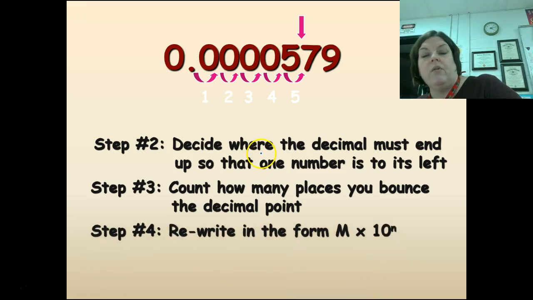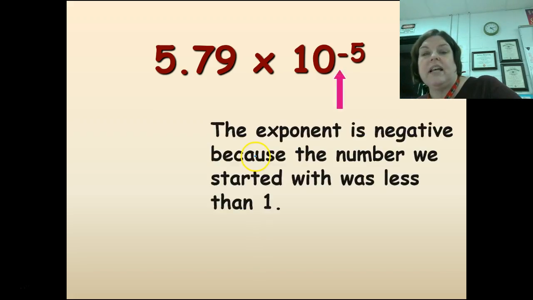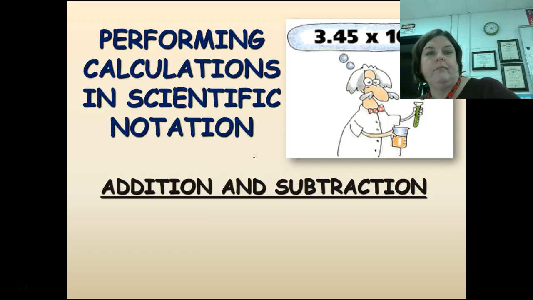Now I'm going to rewrite in the form of m times 10 to the n, but notice I went a different direction. Because it's a decimal number, I'm not multiplying by 10, I'm actually dividing by 10. So I have to change it to a negative. So my answer is 5.79 times 10 to the negative 5th. This exponent is negative because we started with a number that was less than 1, and so I was dividing by 10 and not multiplying by 10 to get that number.